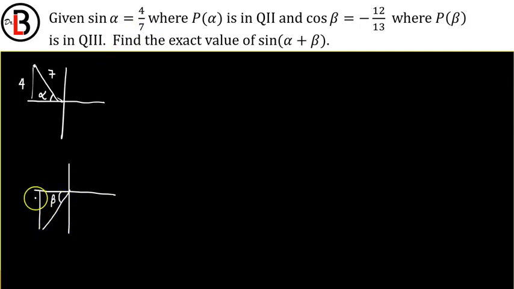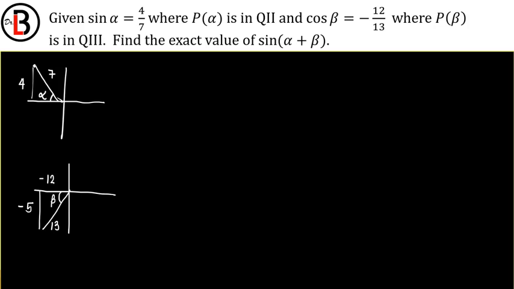If it's cosine, adjacent is 12, hypotenuse is 13. So using the Pythagorean theorem in here, it's going to be 5. However, this goes to the left, so that's negative. This is negative. Let's solve for the other side of the triangle with the alpha.